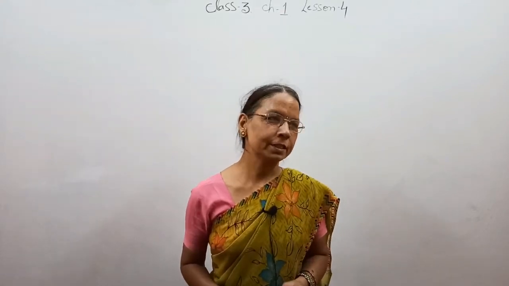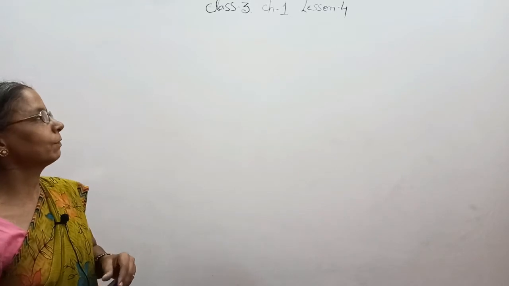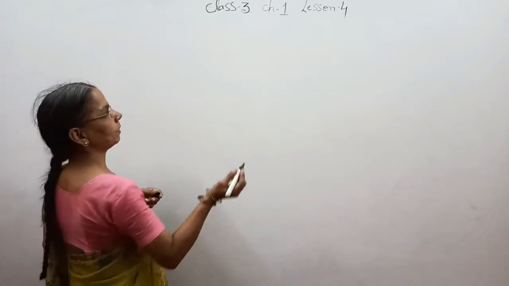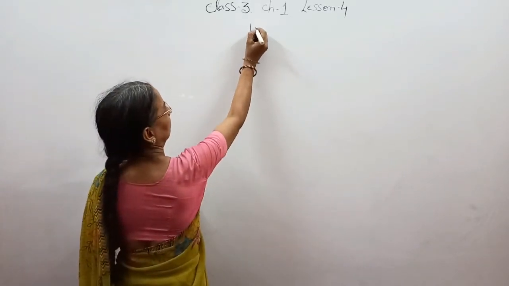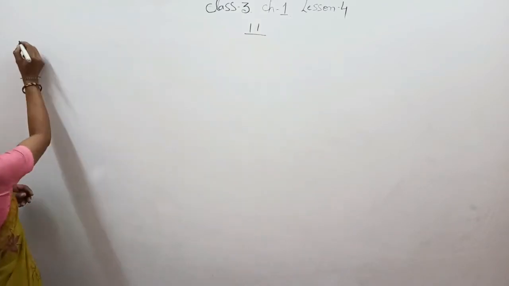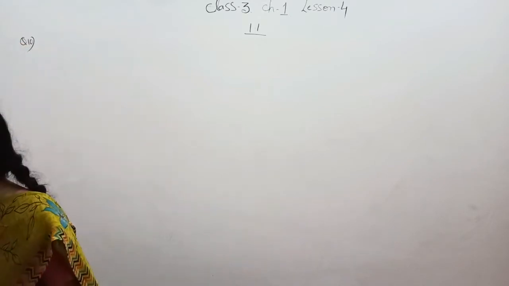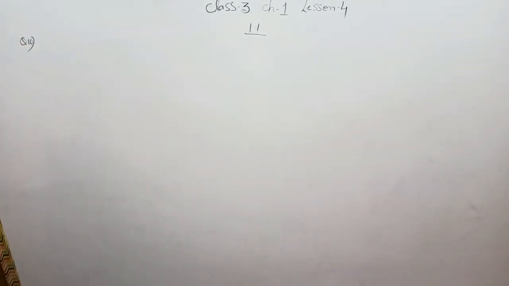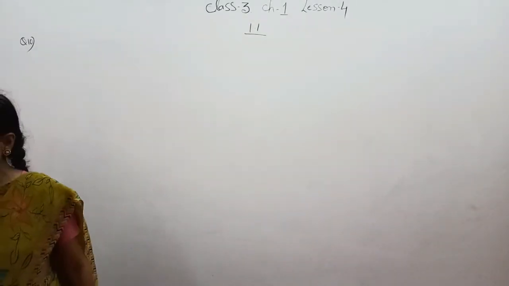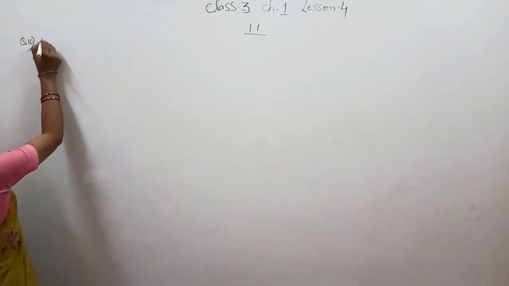Good morning, students. Today we continue the exercise which we left yesterday. That is 1.1. Question number 10. In this, we have to find the difference between the place value of 1 and the place value of 5 in the numeral 1057.